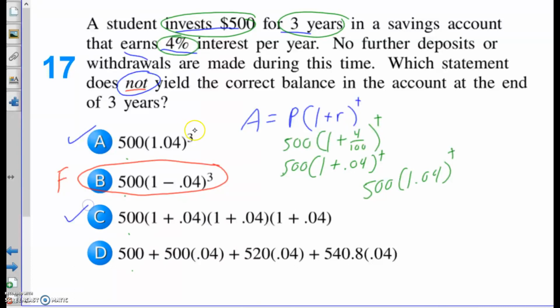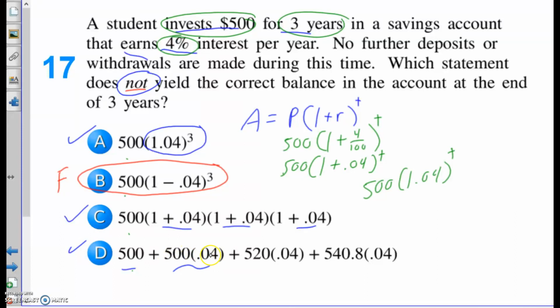And the issue is, remember, we have 1.04 to the third. Well, an exponent of 3 means times itself 3 times. So that's 1.04, which comes from 1 plus 0.04, 3 times, raised to the third. Same thing. This is probably the trap answer here. This is basically doing it the long way. How do you get 4%? Well, we start off with 500, and then I get 4% of that.